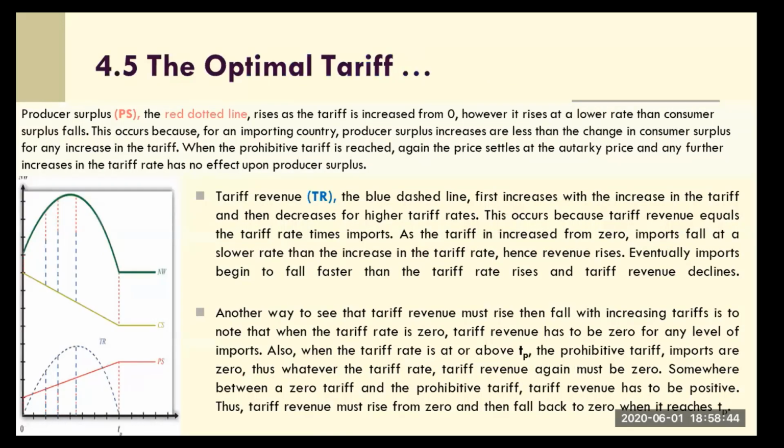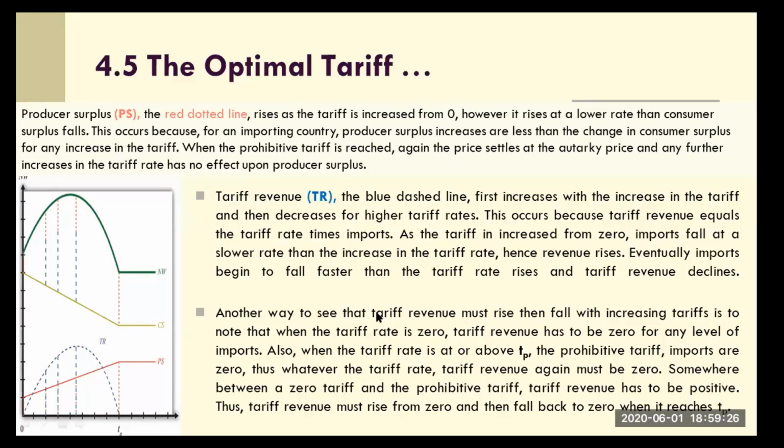Producer surplus, the red dotted line, rises as the tariff is increased from zero, as I've already said before. And then the tariff revenue, the blue dashed line, first increases with the increase in the tariff and then decreases for a higher tariff rate. At this point, it is increasing at an increasing rate. From here, it increases at a decreasing rate. Finally, at the maximum point, it declines.